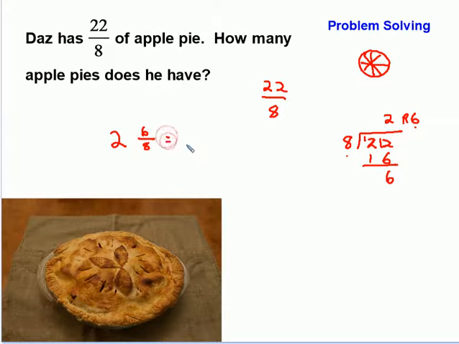Now remember, we can simplify here. So what we actually have is 2, and what number goes into both 6 and 8? 2 goes into both 6 and 8. 2 goes into 6 3 times. 2 goes into 8 4 times, which leaves us with 2 and 3/4 pies.